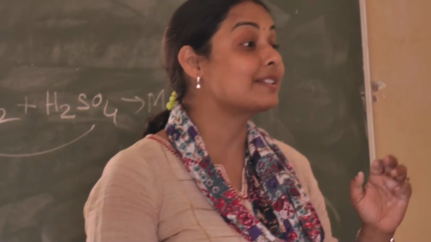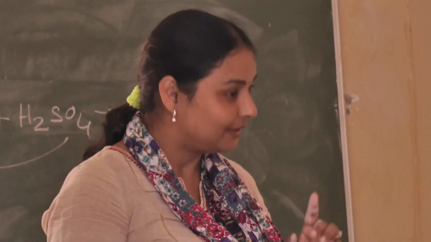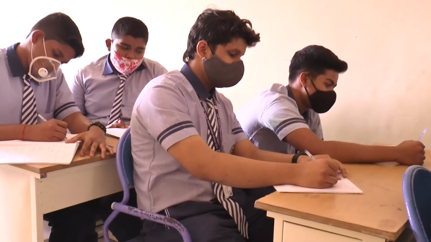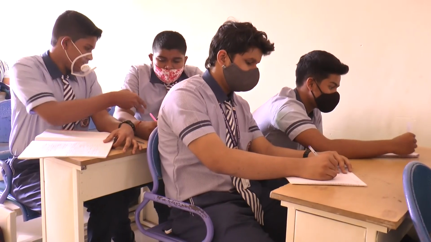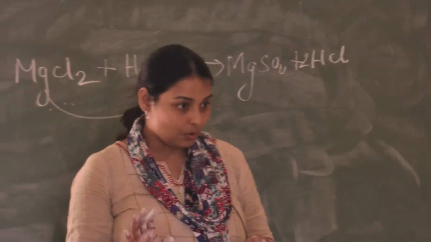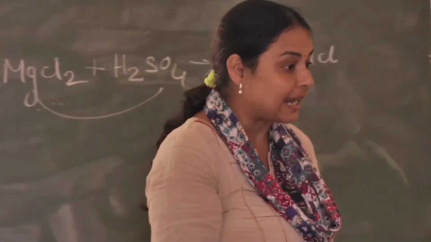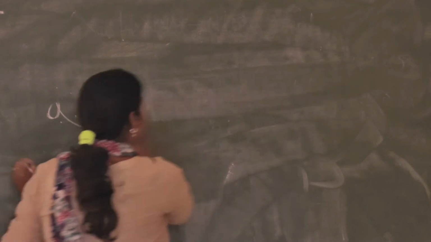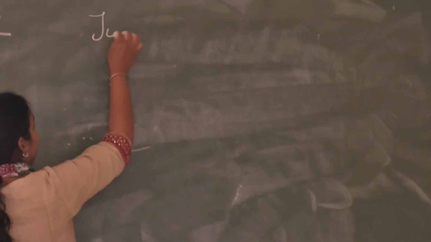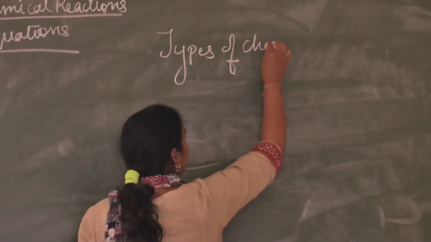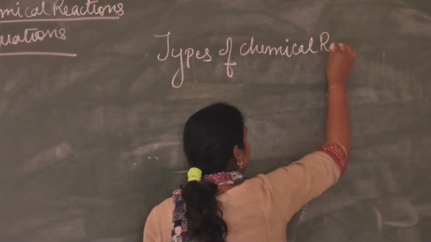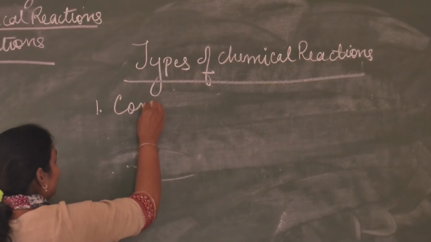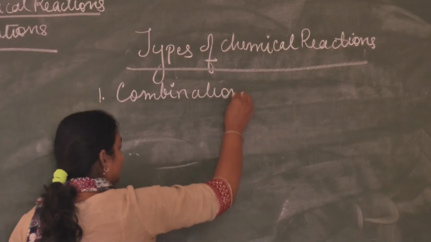Rules are there for how to arrange the reactions and write the equations. For those rules you have to study the types of chemical reactions. There are so many types, today I am just going to give you the names. Tomorrow we will go for an explanation of the types of reactions. You can note it down. Types of chemical reactions. The first one is combination reactions.